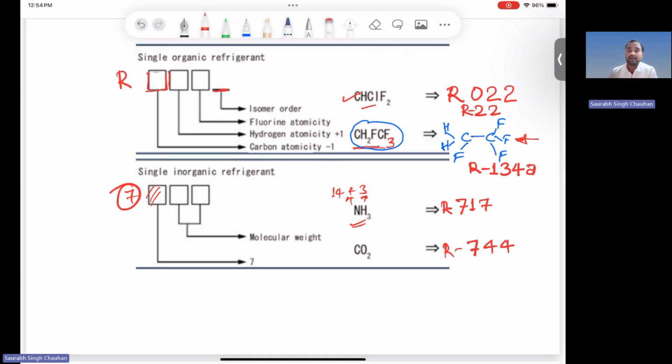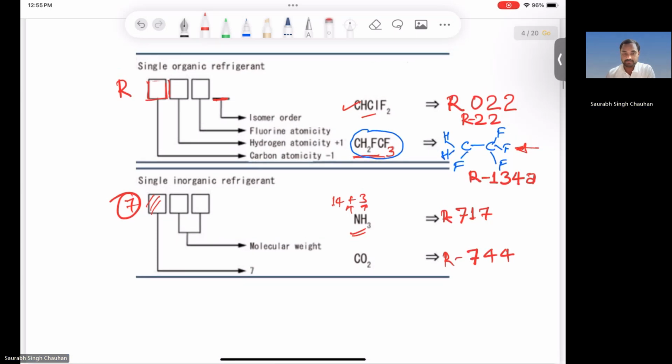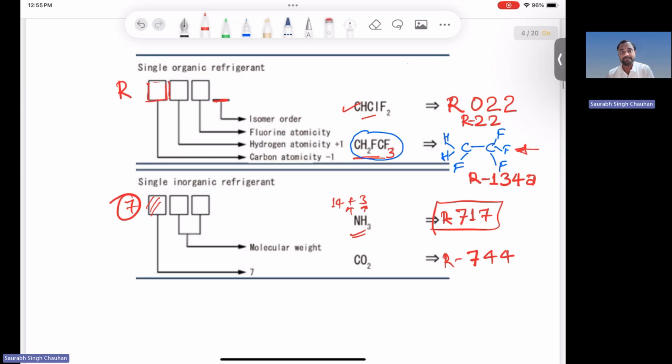There can be other refrigerants which can be in the form of a solution. A solution is basically a mixture of more than one refrigerant. For those types of refrigerants, you have another set of rules. I'm not going through those rules, but you should know that there are certain rules using which you can name any refrigerant. And for ammonia, the trade name will be R717.